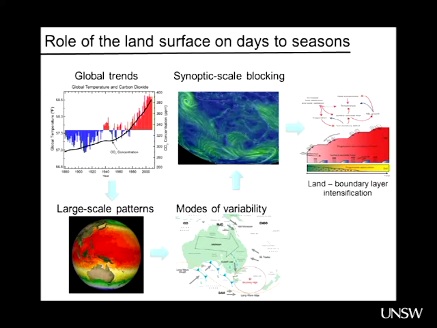So, the reason we're particularly interested in the role of the land surface on days to seasons is at this end of the sequence where the land is directly influencing the conditions above the land in terms of intensifying processes. But don't think about that in isolation. Think about that as that relates to synoptic scale processes that feed through the modes of variability back to the large scale patterns and up into the global trends.